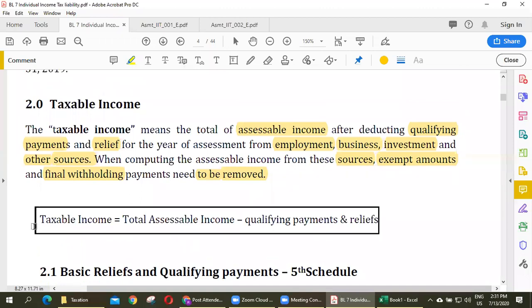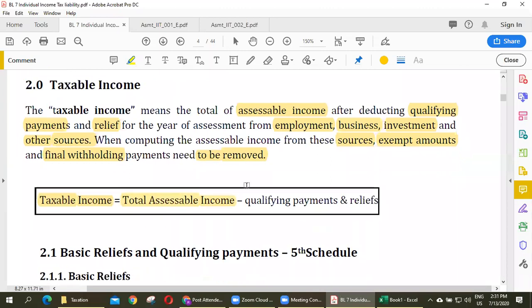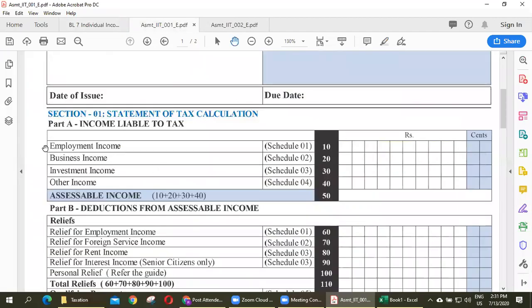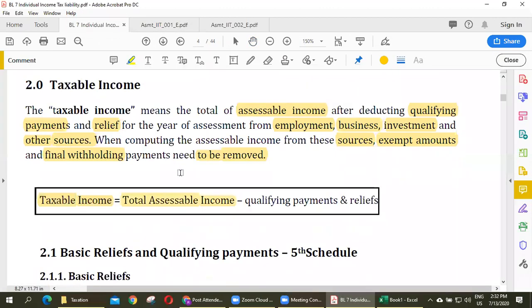Right, here the taxable income. How do we calculate taxable income? So total of assessable income. How do we calculate assessable income? Here, employment income, business income, investment income, and other income. The total of these four sources of income is called assessable income, right? Assessable income. And we deduct the qualifying payments and reliefs.